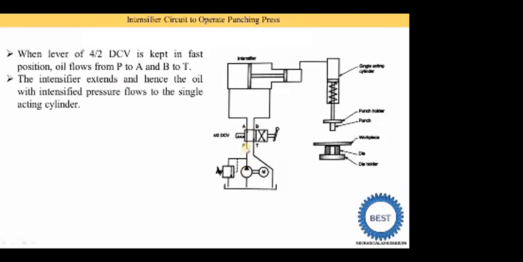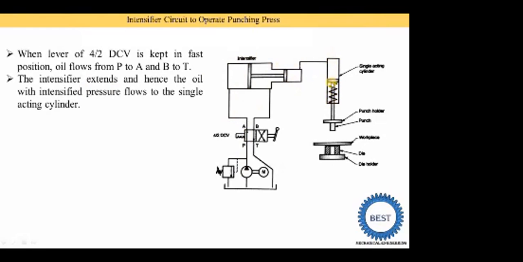When the oil is supplied from the pump, it comes in at the P port, from the P port to the A port, and then it is supplied to the intensifier. This oil applies some force on this device, and it increases the intensity of the pressure of the oil. This intensified pressure oil is supplied to the single acting cylinder, and the single acting cylinder moves in a downward direction.